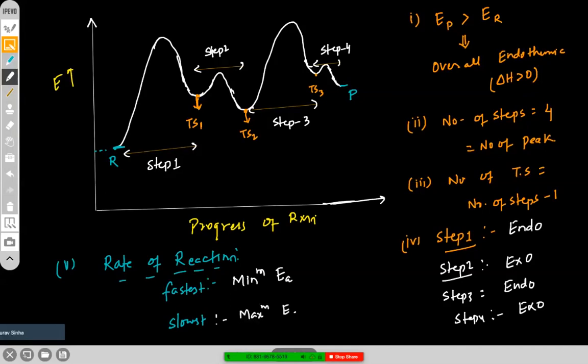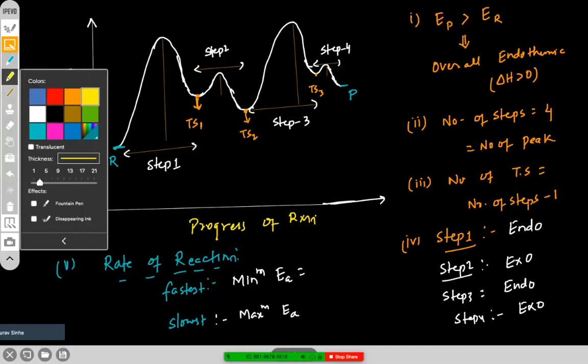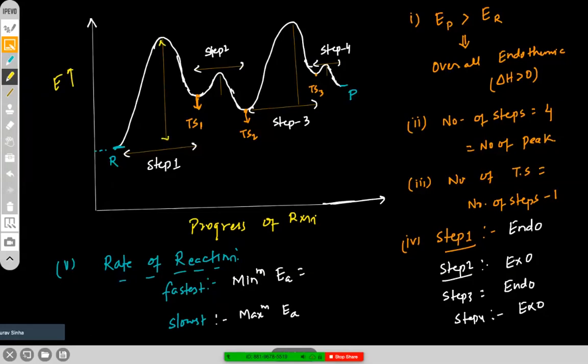Right, so minimum activation energy. The activation energy is nothing but this energy gap, this difference from the reactant to this peak. Here the activation energy is this, here it is this, and here it is this. All these gaps are activation energy. This difference is EA1 for the first step, this is EA2 for the second step, EA3 for the third step, and this is EA4 for the fourth step.